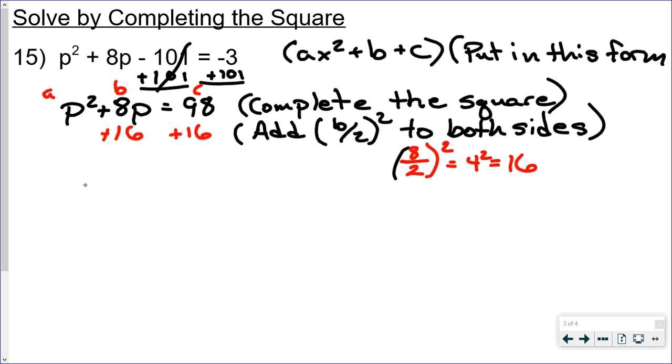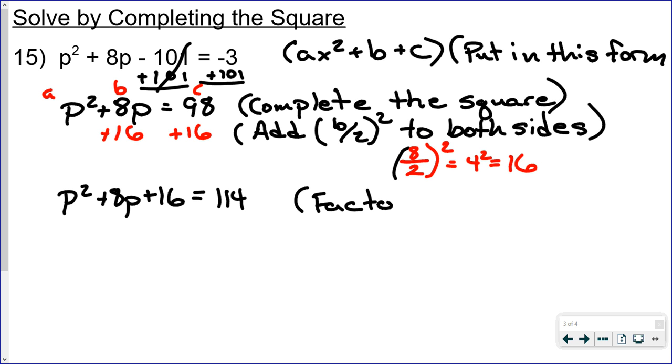All right, now after I do that, I end up with p squared plus 8p plus 16 equals 114. Now what I want to do is factor the left side of this. Two numbers that multiply to 16 and add to 8, so that would be 4 and 4. And so it's p plus 4 times p plus 4, which factors to p plus 4 squared.